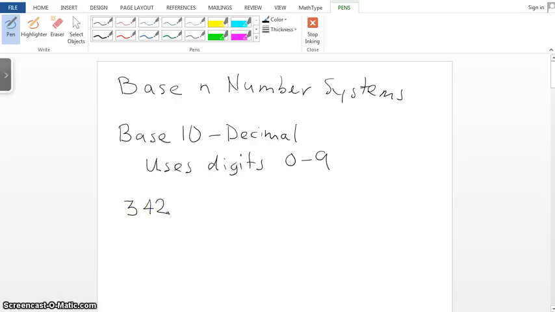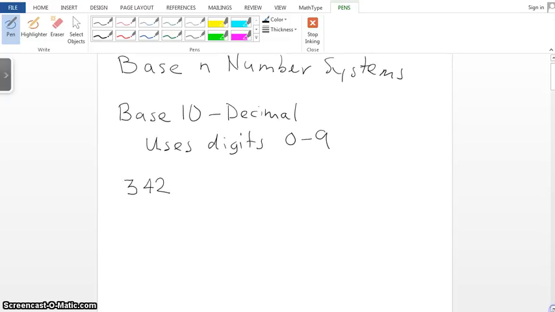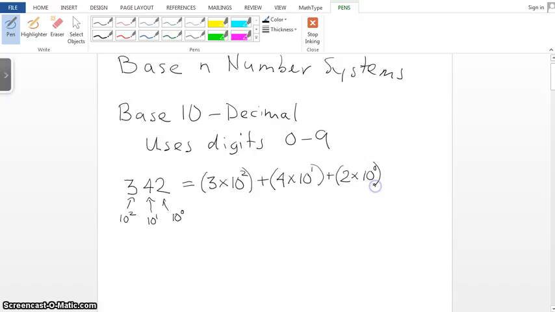342, if we recall what that means, the 2 is in the 1's position because it's actually the base raised to the 0 power, which is 10 to the 0 is 1. This is in the 10's position, so this is 10 to the first, and this is in the hundreds position, which is 10 squared. Alright, so that 342, what it actually means is if you take that digit 3 and multiply by 10 squared and add it to the digit 4, which is multiplied by 10 to the first, and then add that to the 2, which is multiplied by 10 to the 0, which is 1.